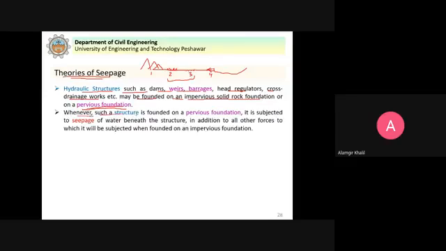Whenever such a structure is founded on a pervious foundation, it is subjected to seepage of water beneath the structure in addition to all other forces to which it will be subjected when founded on impervious foundation. So a structure founded on impervious foundation has those forces acting. If the same structure is on pervious foundation, in addition to those forces, there will be seepage of water.